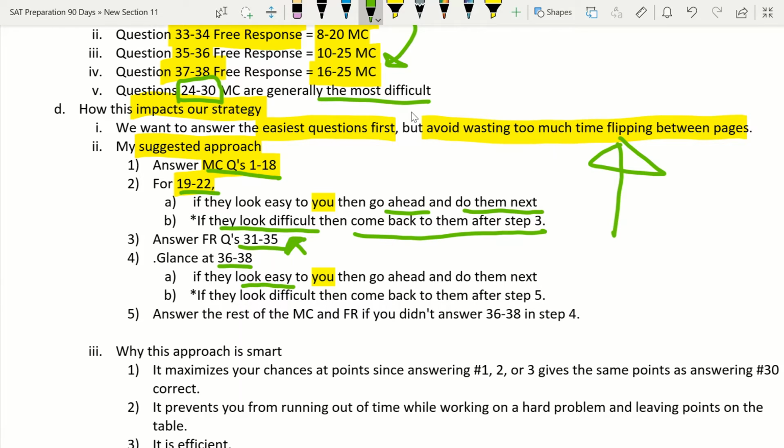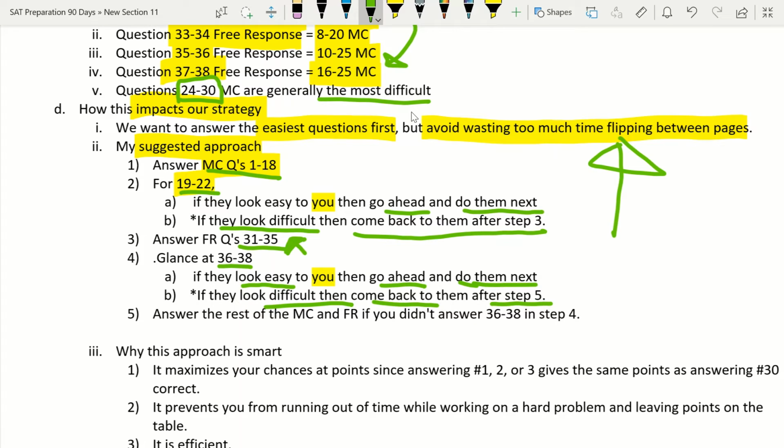Once again, I wouldn't recommend looking at 36, then reading 37, then reading all of 38. Just take a look at 36. If it looks easy to solve, solve it. Take a look at 37. If it looks easy to solve, solve it. If 38 looks easy to solve, solve it. So if they look easy to you, I'd recommend doing them next. Now, if they look difficult, then I would recommend coming back to them after step 5.